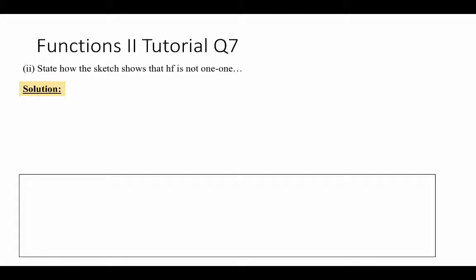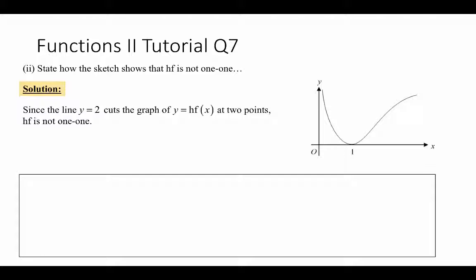We will look at the solution to tutorial question 7 in functions 2. The first part requires us to state how the sketch shows that hf is not 1-1. Looking at the sketch, in order to show that, all we have to do is a horizontal line test. We can state that since the line y equals 2 cuts the graph of y equals hf(x) at 2 points, hf is not 1-1.